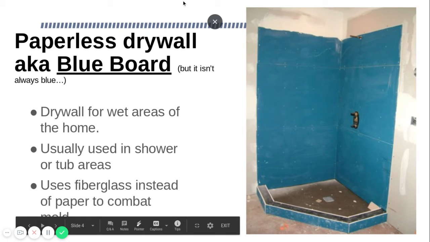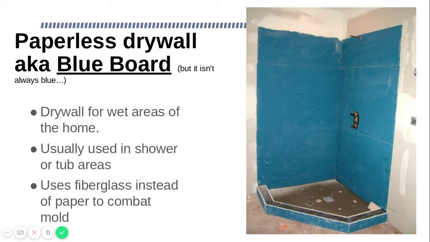There are different types of drywall sometimes if needed. So this type is called paperless drywall, or sometimes it's called blue board, but it's not always blue. Like I've seen it be orange before. Like we put this orange one in our shower, and it's basically for wet areas of the home, like a shower or a tub, because there is drywall behind a shower. If you never tore out a shower, just know it's back there. It has to be in the wall.